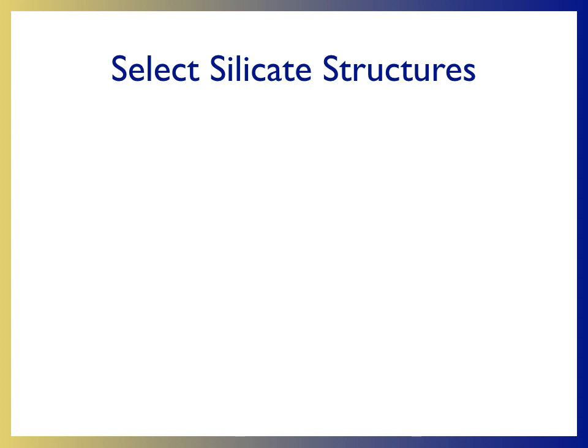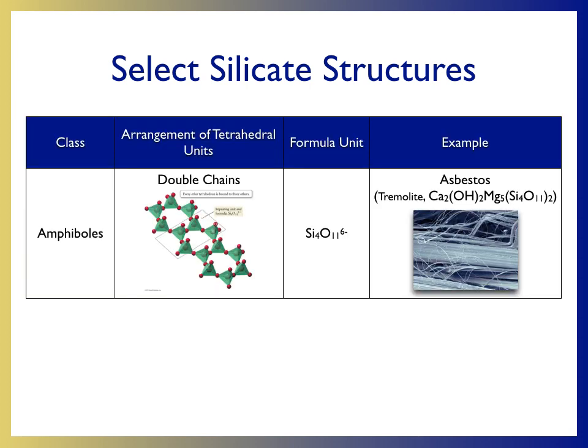The third type of silicate structure we're going to look at are amphiboles. Amphiboles have the SiO4 subunits in double chain-like configurations. This double chain structure makes amphiboles very fibrous in nature. An example of a compound containing amphiboles is asbestos. Looking at a microscopic picture of asbestos, you can see the fibrous structure. Asbestos used to be used as a building material, but has since been abandoned due to its carcinogenic nature.